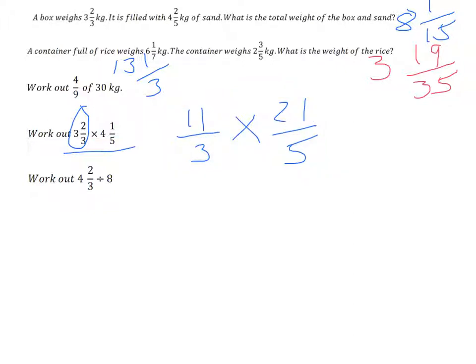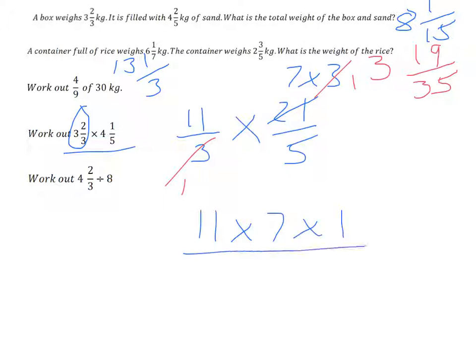So I'm going to split 21 into 7 times 3, because 7 times 3 is 21, and then that 3 and that 3 will cancel. So I've then got 11 times 7 times 1, and 1 times 5. 11 times 7 times 1 is 77. 1 times 5 is 5. And I've got to do 77 divided by 5.